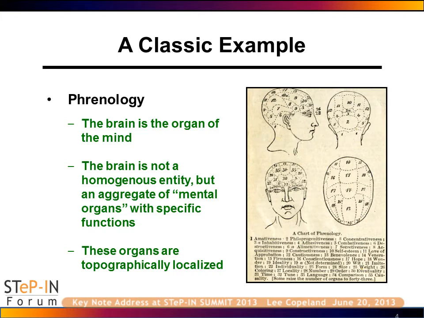First, the brain is the organ of the mind. Would we believe that today? Would we accept that idea? Okay, so that's kind of in green there. The brain is not a homogeneous entity, but an aggregate of mental organs with specific functions. I think we know that. There are specific functions of thinking that are localized in different parts of the brain. And these organs are topographically located. There is a speech center, and there is a hearing center, and there are other centers in the brain. I think these things are well known medically.